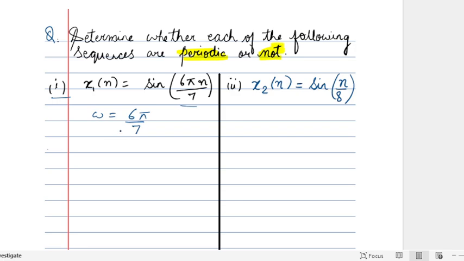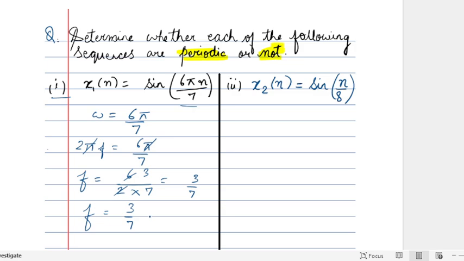In that case we can easily find the frequency, that is 2πf is equal to 6π/7. So this π and this π get cancelled out. In that case frequency f will be equal to 6/(2×7). It will be equal to 3/7. So f will be equal to 3/7.